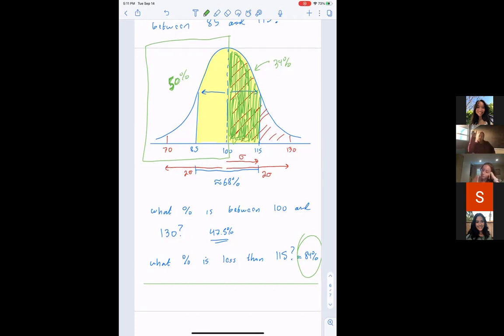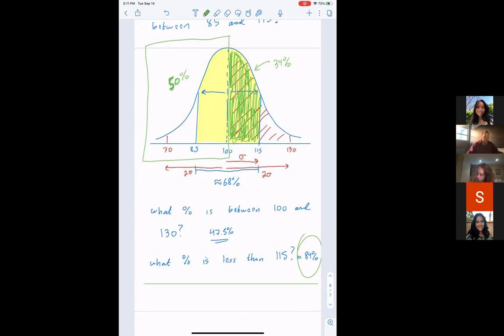50% to the left, 34% on that little part on the right. How much in total? How do I get 34%? So again, the yellow part is how much? 68. Okay, well, this is half the yellow. Right? The yellow goes from 85 to 115. We want 100 to 115. That's exactly half of the yellow, correct? Yes, no, maybe so? Yeah.